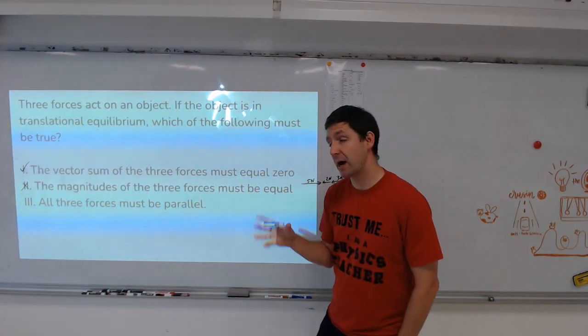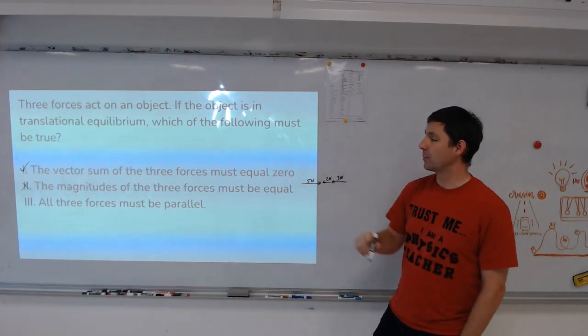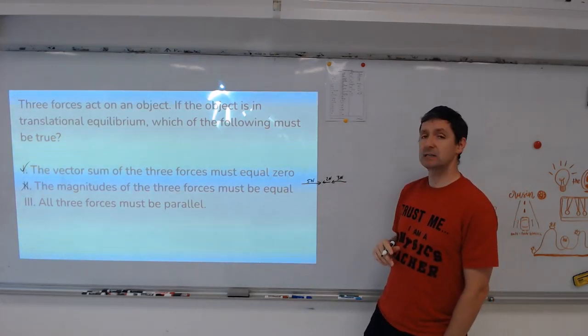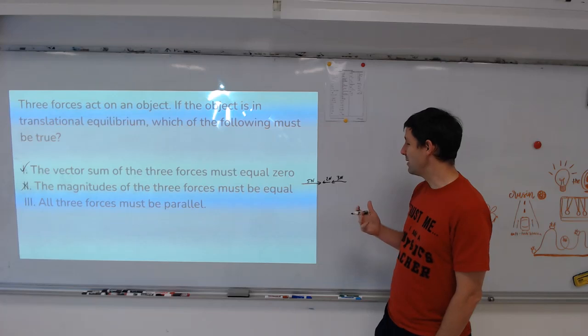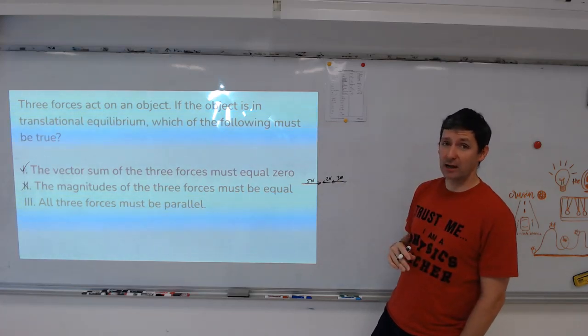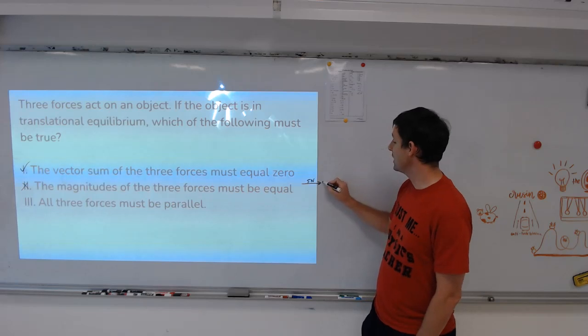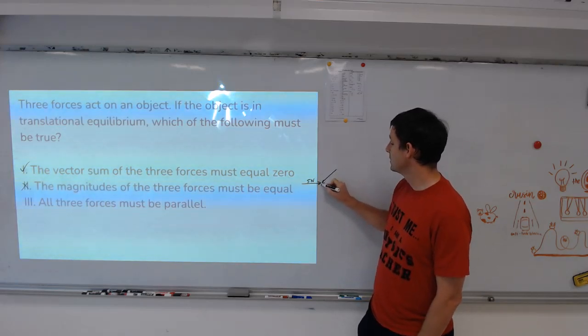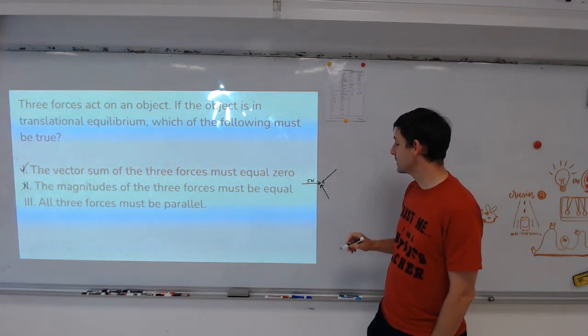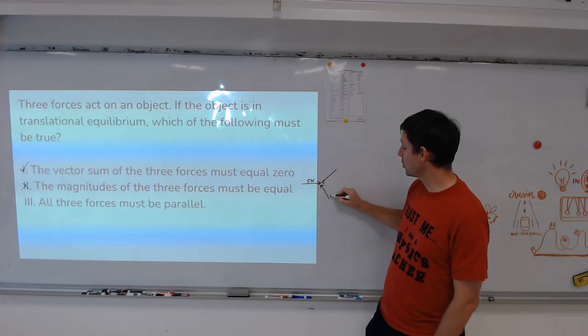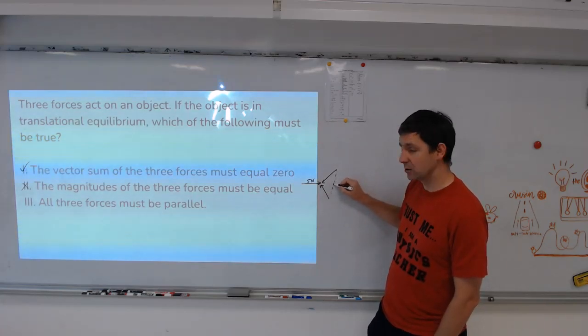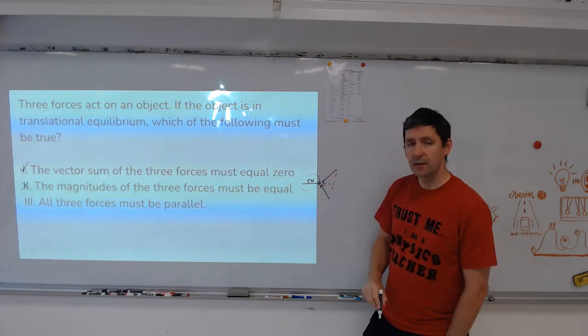It could be true, but it doesn't have to be true. Number 3, all 3 forces must be parallel. All right, well, according to the drawing I just made, yeah, they would have to be parallel. However, you could change those forces slightly so that you have something like this, where these vertical pieces cancel each other out, and then the horizontal pieces cancel out with the 5 newtons there.